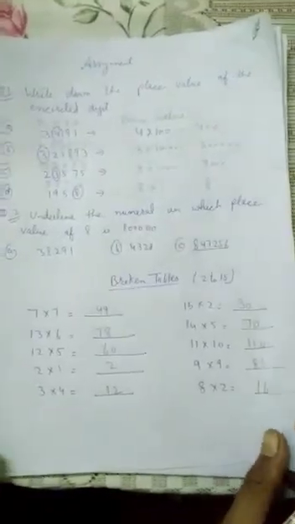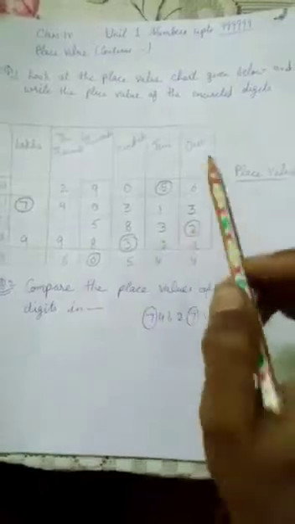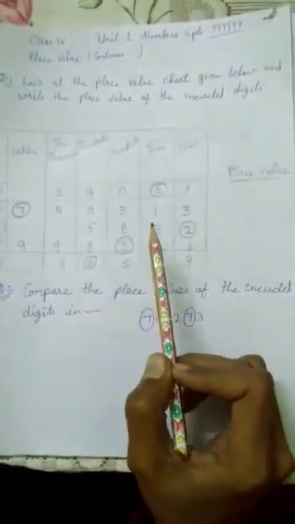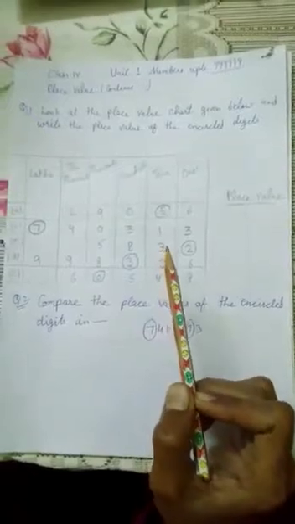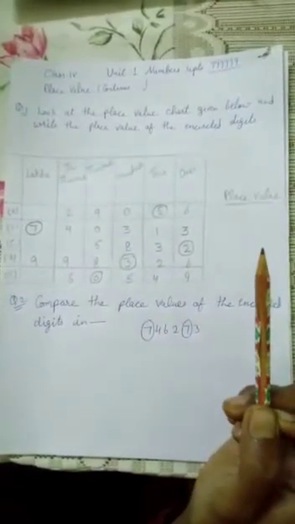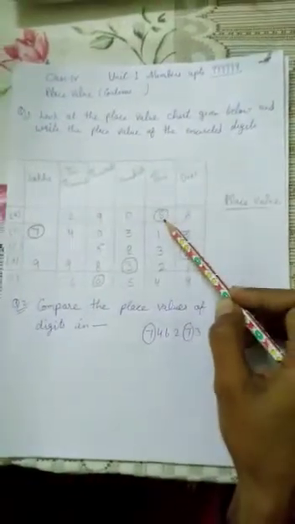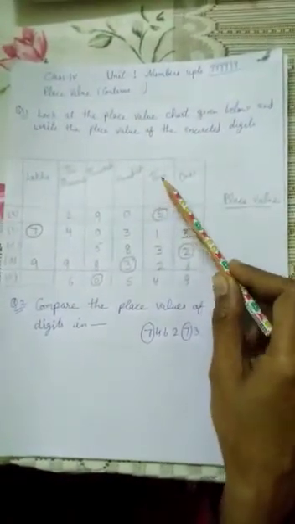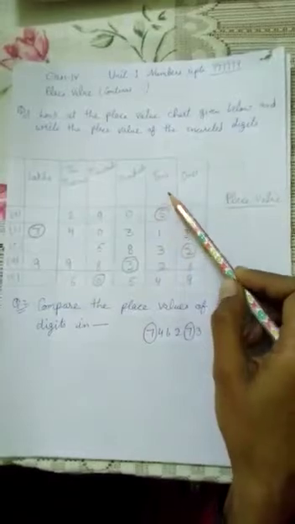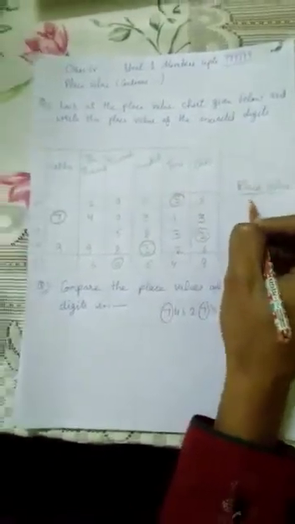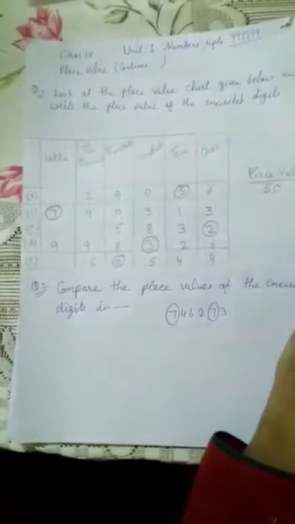Let us discuss more about the place value. Look at this place value chart and write down the place value of the encircled digit. Now I think you can orally calculate the place value and write the answer directly. In A part, 5 is at tens place. So the place value is 5 multiply 10. It means 50. So you write the answer directly, 50.